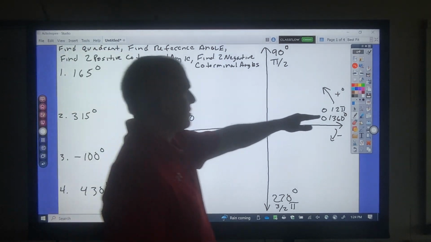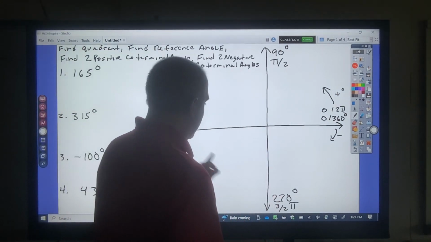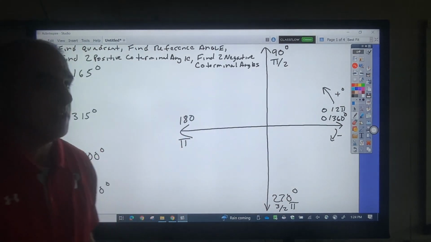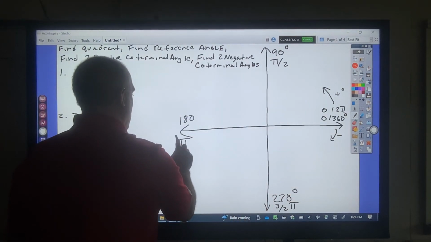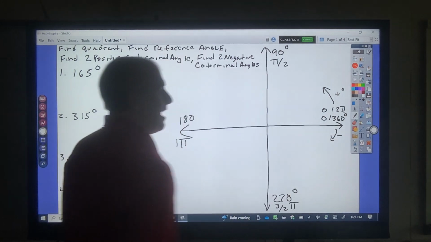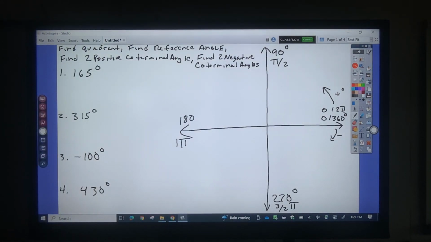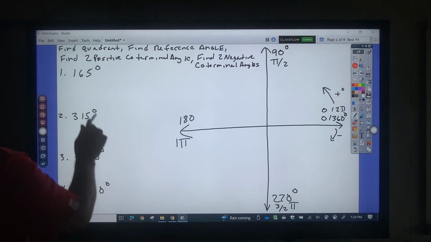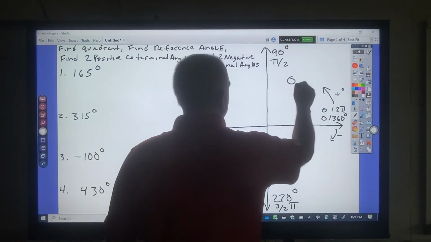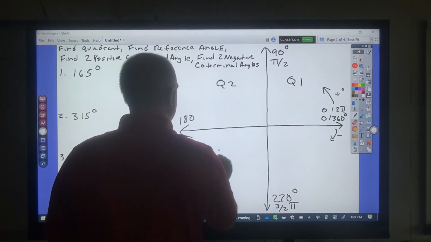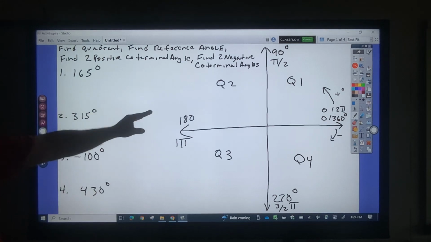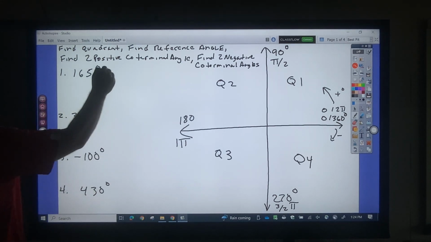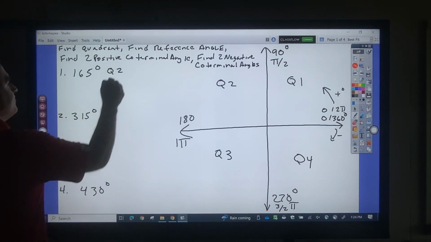Okay, so this is the 0 line, 90, 180, 270, 360. Okay, if you're using radians, this is 0, pi over 2, 1 pi, 3 halves, 2 pi. So we're going to start with degrees. Okay, so what we want to do is find the quadrant that 165 is in. Okay, so this is quadrant 1, this is quadrant 2, this is quadrant 3, and this is quadrant 4. So clearly 165 would be between 90 and 180, so that's quadrant 2.